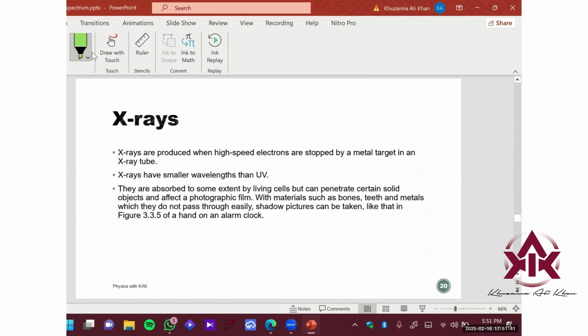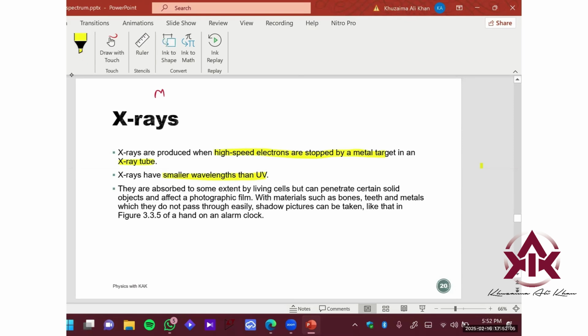So again, there are some methods to produce X-rays also, which we will learn in chapter number again in radioactivity. You will learn how it is produced over here. X-rays are produced basically when high-speed electrons are stopped by a metal target, in an X-ray tube over here, right? So they have smaller wavelength than ultraviolet. You know that, right?